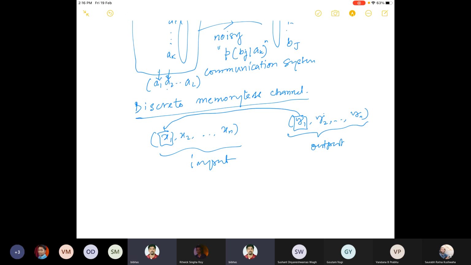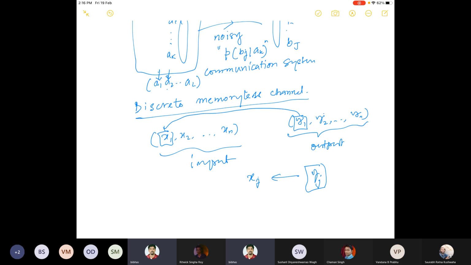We'll give examples and discuss this. If you pick any yj, it would only depend on xj. So this is an informal way of saying it is memoryless. yj does not depend on other inputs except the jth one.